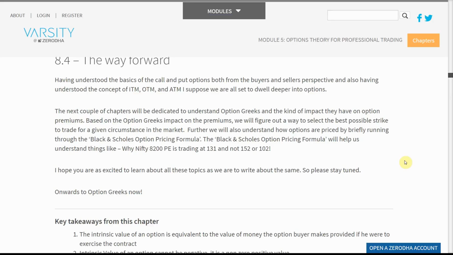Based on the option Greeks' impact on the premiums, we will figure out a way to select the best possible strike to trade for a given circumstance in the market. Further, we will also understand how options are priced by briefly running through the Black and Scholes option pricing formula. The Black and Scholes option pricing formula will help us understand things like why Nifty 8,200 is trading at 131 and not 152 or 102.